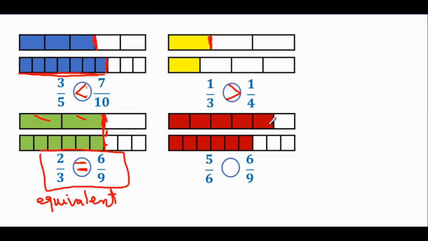Okay, the last example here is 1, 2, 3, 4, 5 out of 6, and the other part here is 1, 2, 3, 4, 5, 6, 7, 8, 9. I have 9 parts and I colored 6, so it is 6/9. Let's compare. 5/6 here is longer than 6/9. So I can say that 5/6 is greater than 6/9.